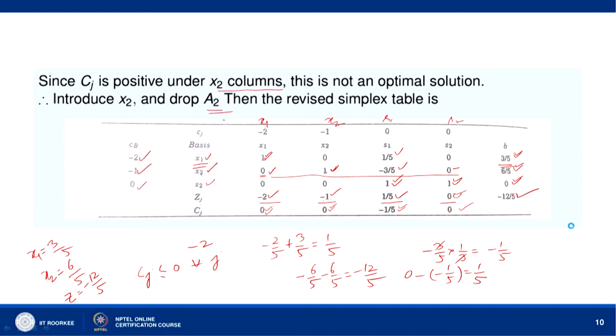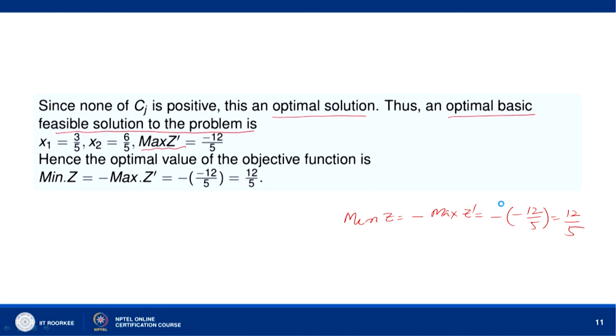This value is nothing but the maximum value of z dash, because we have converted the problem to maximization. So, after Cj is less than or equal to 0 for all j, the value of zj gives the maximum value of z. So, we get the maximum value of z dash as minus 12 by 5.